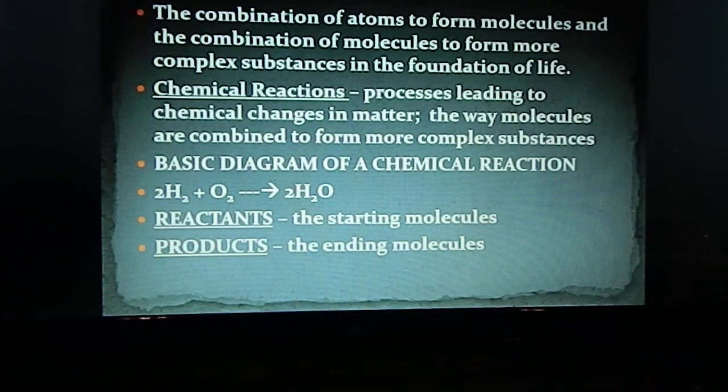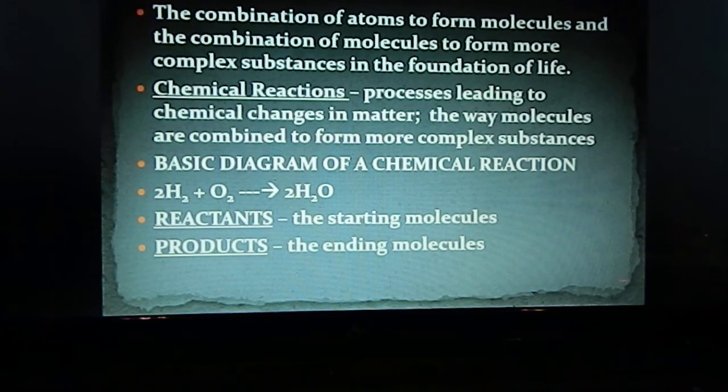And so there is a question on your exam. I'll give you a chemical reaction like the one there with a 2H2 plus O2, and then an arrow pointing to 2H2O, and I'll ask you what are the H2 and the O2s, those are the reactants, and what are the H2Os, and those are the products, right?